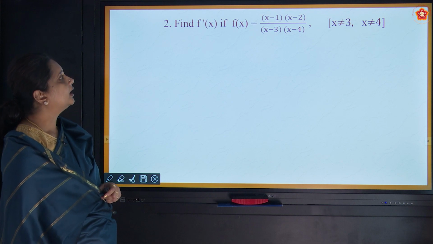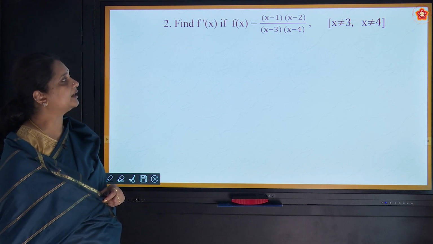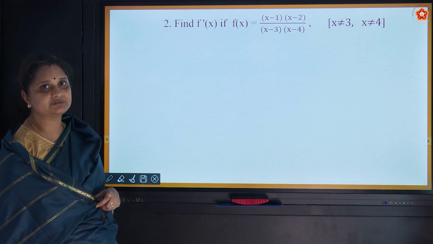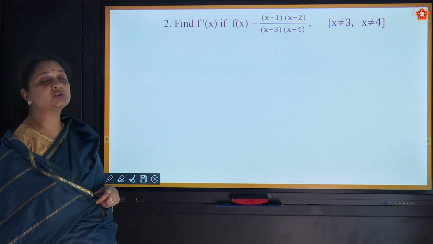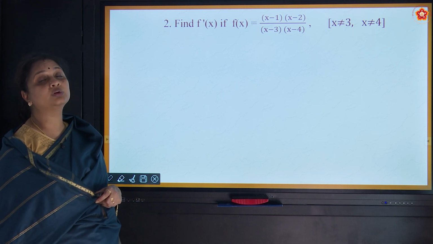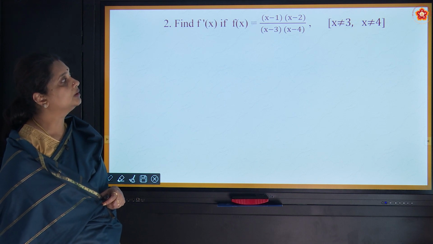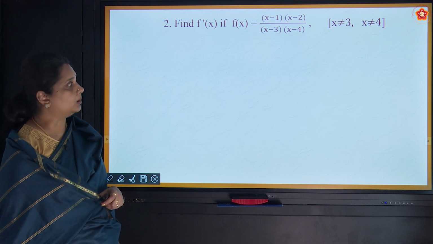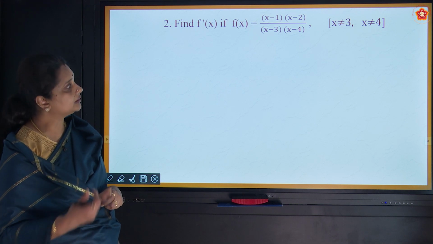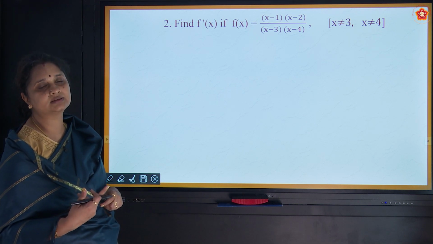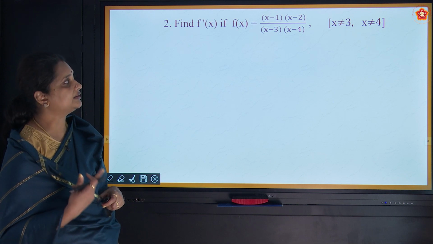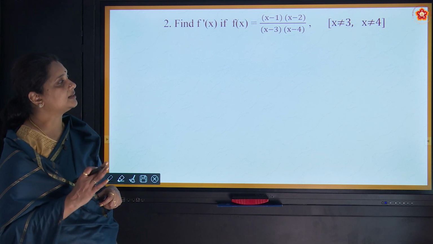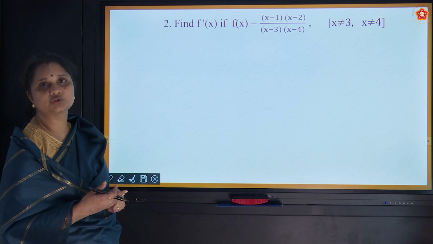Now, our f of x is x minus 1 into x minus 2 by x minus 3 into x minus 4. Here this involves products on the numerator and on the denominator. More than that, it is also a rational function. And it also says x is not equal to 3, x is not equal to 4, because in case x is 3 or x is 4, this function becomes undefined. It leads you to infinity. So that's why they've given you that. So that has nothing to do with us when we differentiate.